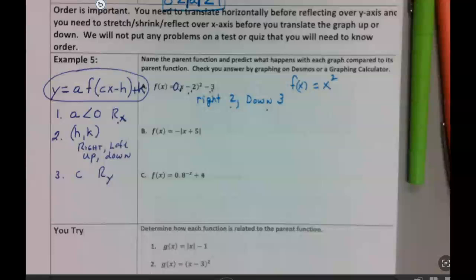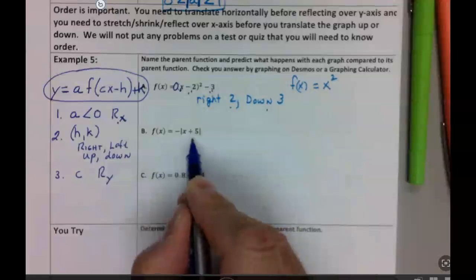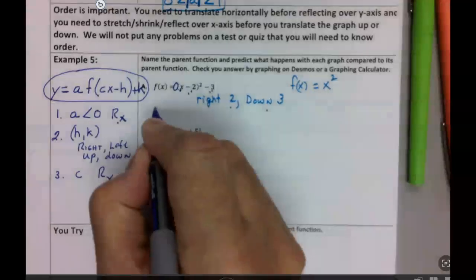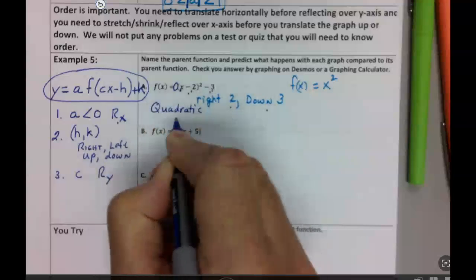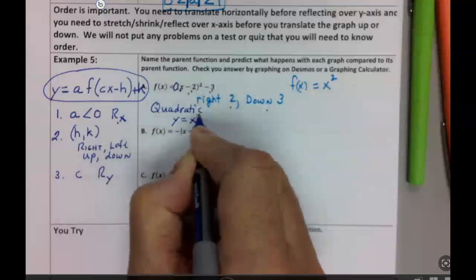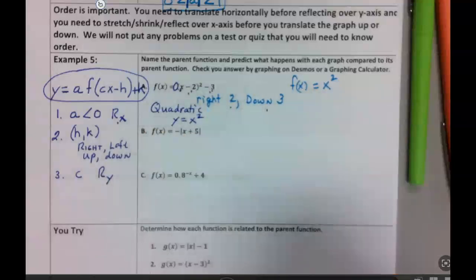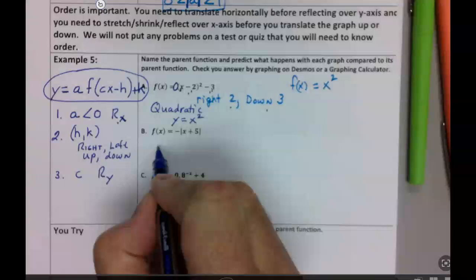All right, now, the next one. Does everybody agree with me? This was a quadratic, correct? Quadratic, y equals x squared. And this one here is an absolute value function, isn't it?